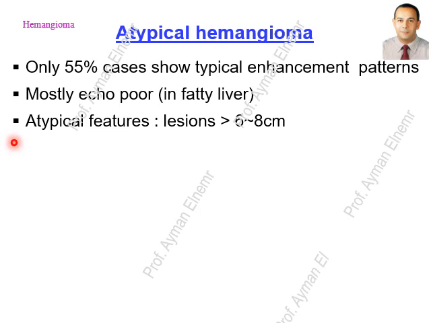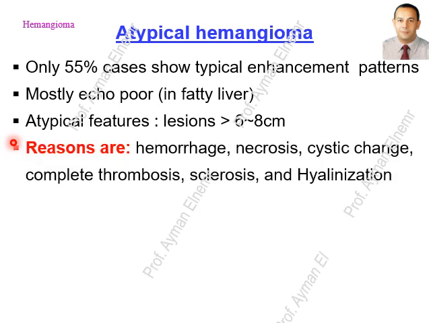Atypical hemangioma mostly is echo-poor, especially in fatty liver. The atypical features appear in lesions more than 6 or 8 centimeters. The reasons for these features are hemorrhage, necrosis, cystic change, complete thrombosis, sclerosis, and hyalinization.